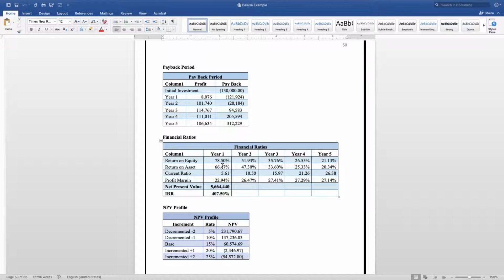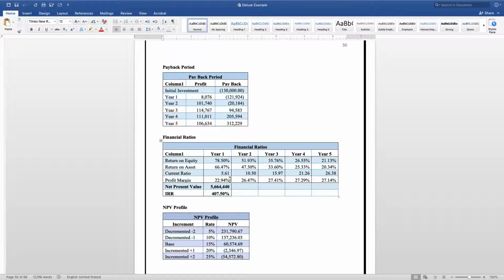The reason that I structure it like this is because the return on equity is going to tell the investors, if they invest in this company, this is the return they should be expecting. So for this example right here, the first year they should return 78.5%, and then as it goes on, the return on equity is going to start to diminish.